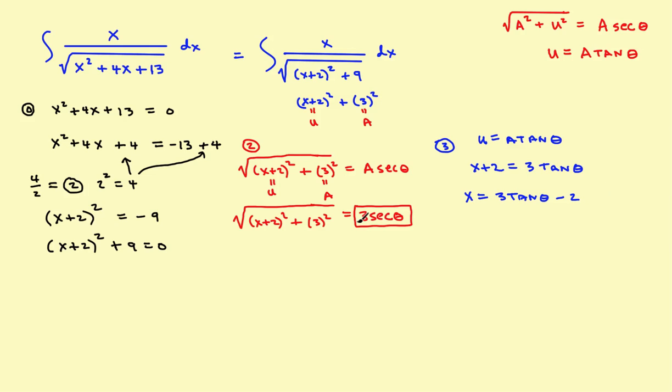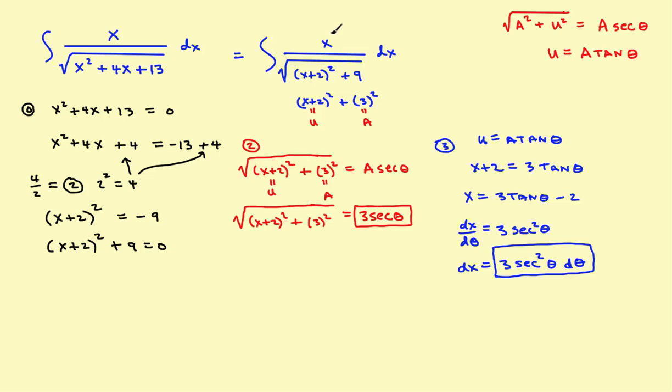But what we want is the derivative of x. So we'll go ahead and find the derivative. So the derivative of x with respect to theta would be equal to 3. Now again, the derivative of the tangent is the secant squared. So this will turn into a secant squared theta. And the derivative of a constant is 0. So that gets you to dx is equal to 3 times the secant squared of theta, and then you've got d theta here. So when you change dx, it will turn into this right here. Okay, so you've taken care of the square root, and you've taken care of the dx.